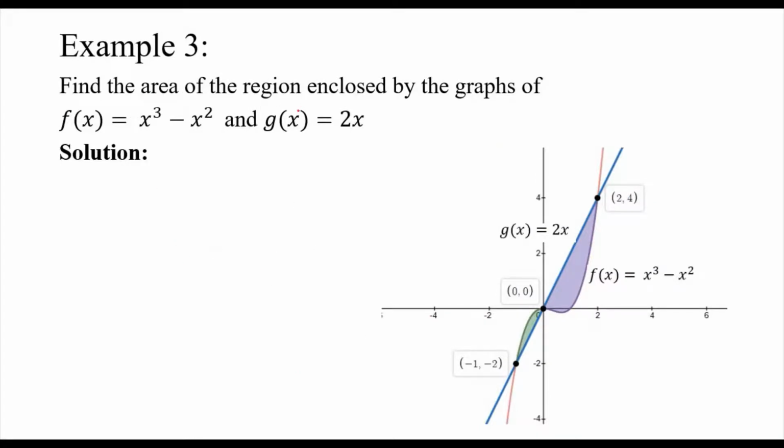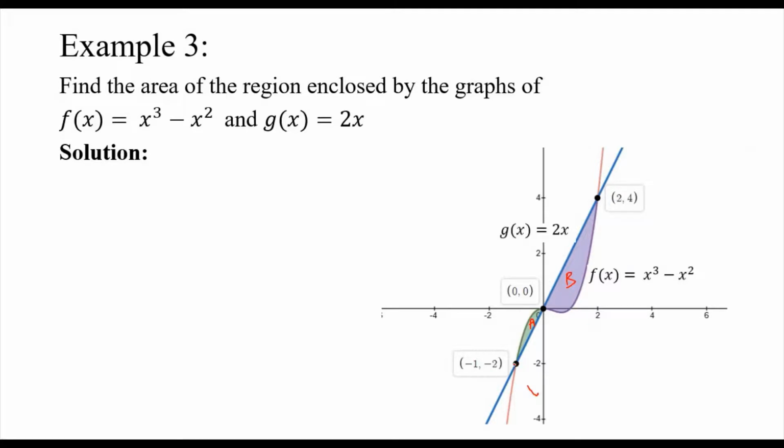Example number 3, find the area of the region enclosed by the graphs f of x is equal to x cubed minus x squared and g of x is equal to 2x. When I plot this on Desmos, I notice that I have two regions. This is the small region, the green region. I'm going to call it A, and this is the bigger region, which is the purple one.